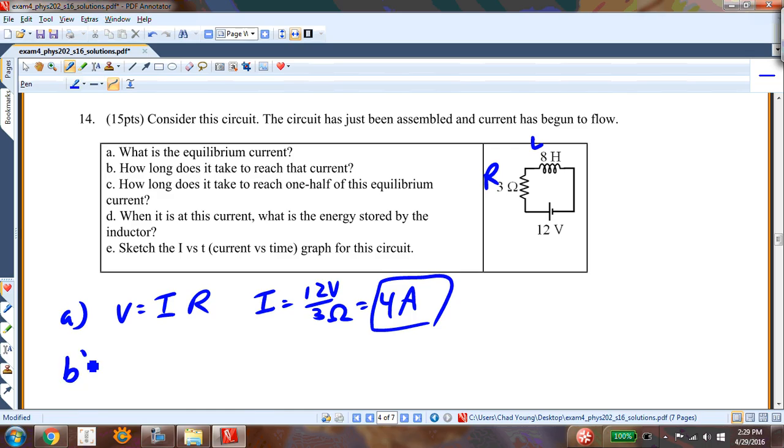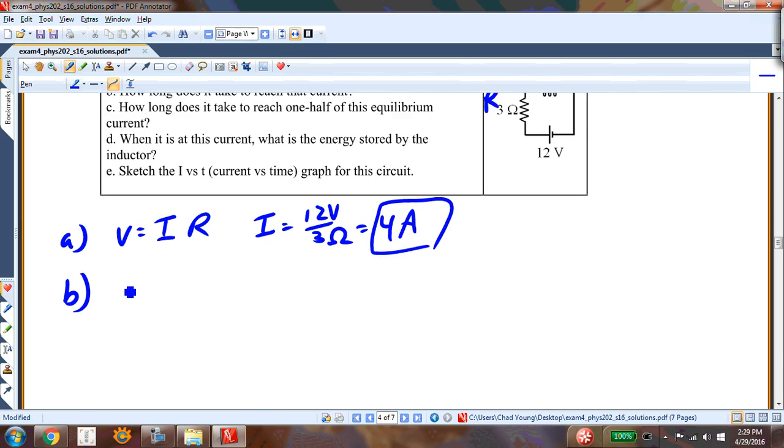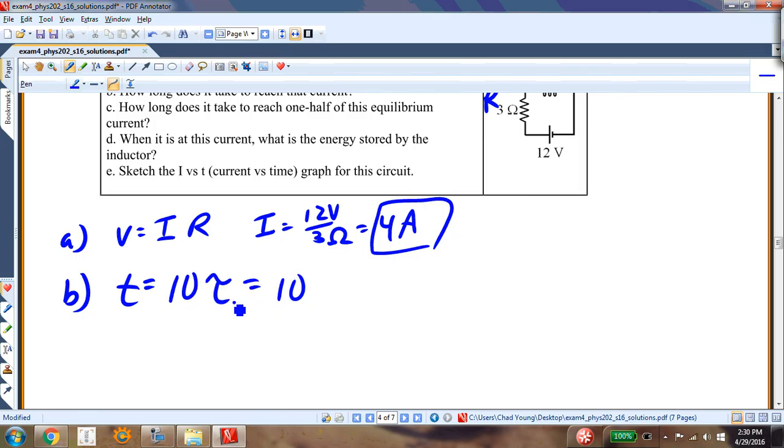How long does it take to reach this current? Well, this is an exponential growth equation, and so the time required to reach this maximum current is equal to 10 times the time constant, which is 10 tau. Tau is equal to L divided by R, which is 10 times 8 over 3, which is 27 seconds.